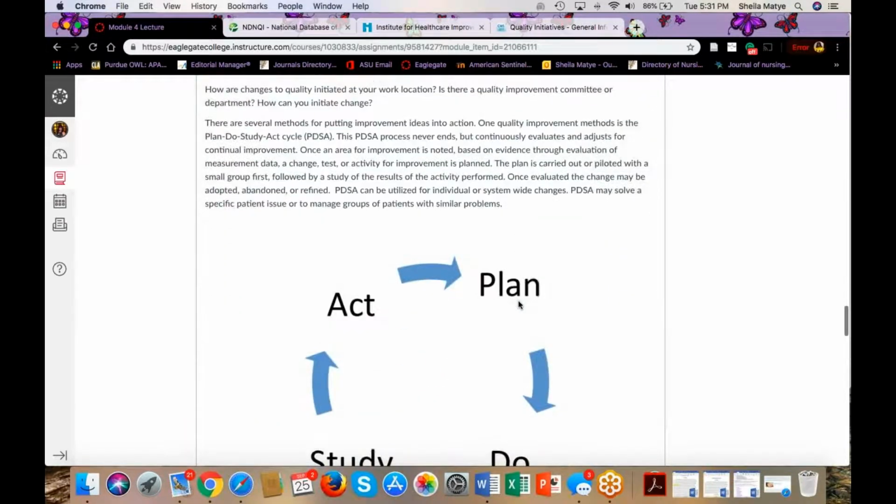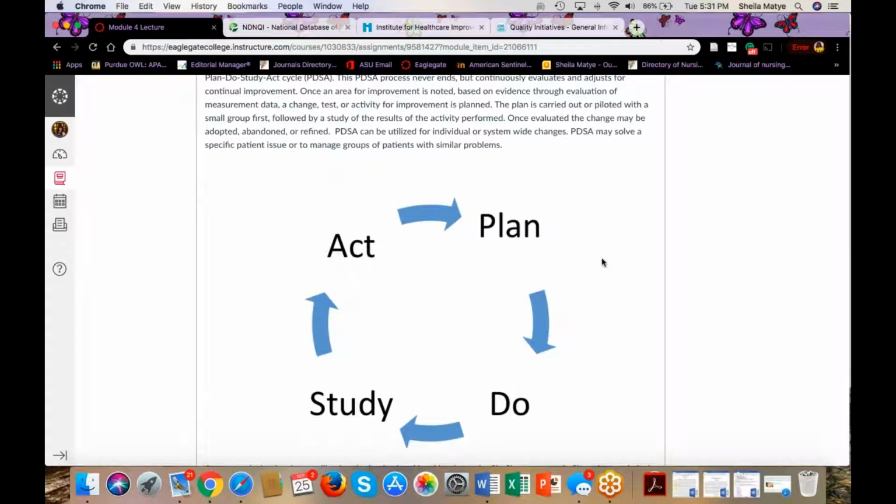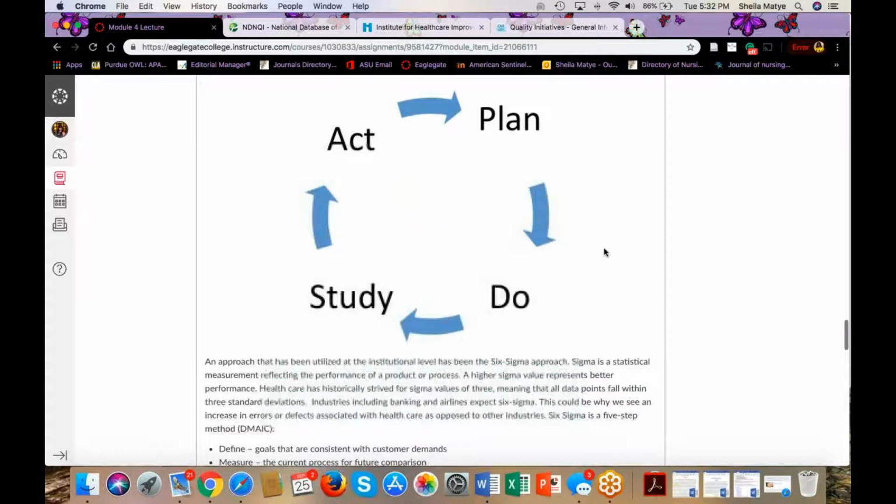okay. Scroll down. Here's your Plan, Do, Study, Act cycle. There's not a lot of information in this. A lot of students are like, oh my gosh, this is so overwhelming, but it doesn't have to be overwhelming. A lot of the initiatives already do this. You just have to figure out where it's at within their study.